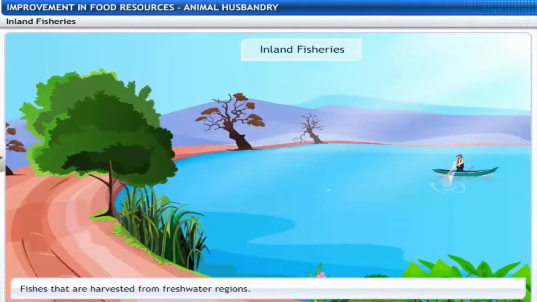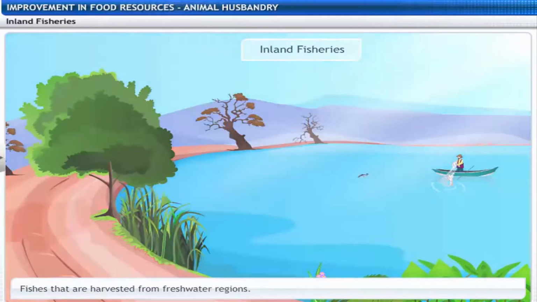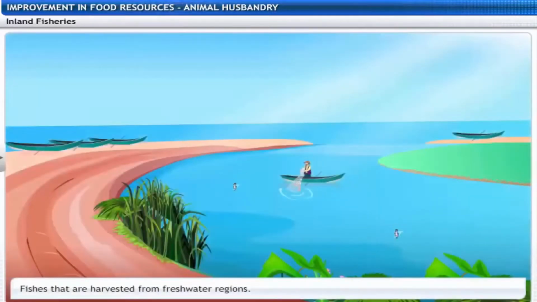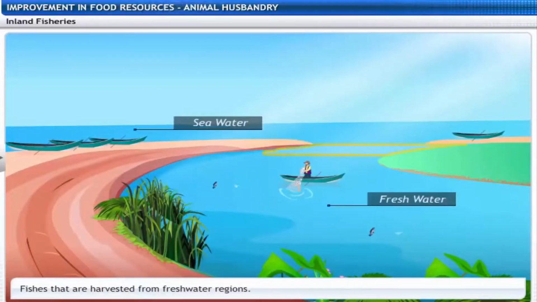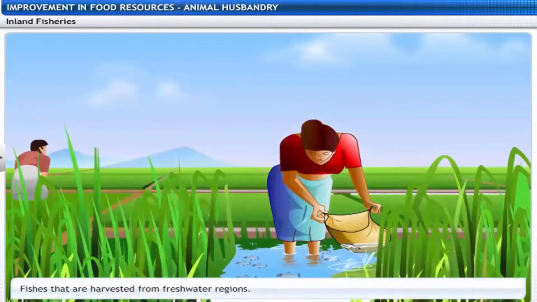Inland fisheries comprise freshwater regions like freshwater canals, ponds, rivers and reservoirs where fish are trapped or captured. Another rich source of fish are found in reservoirs where fresh water and seawater mix together. These regions are called estuaries. Interestingly, fish culture is sometimes combined with rice farming so that fish can be grown in the paddy fields.